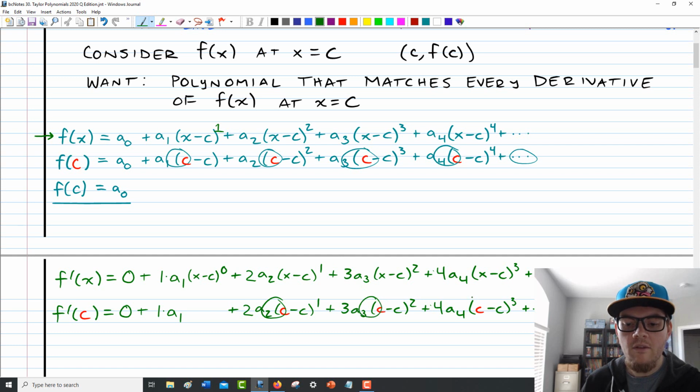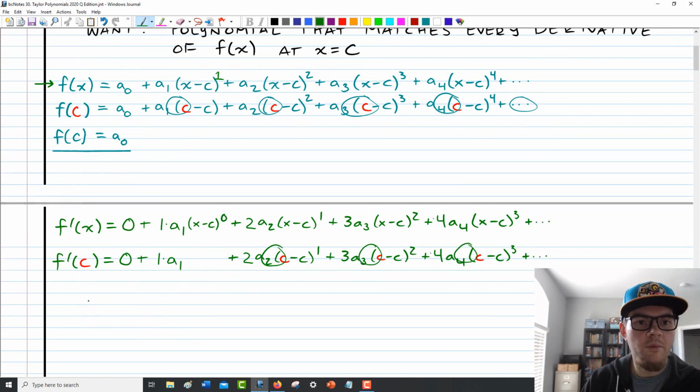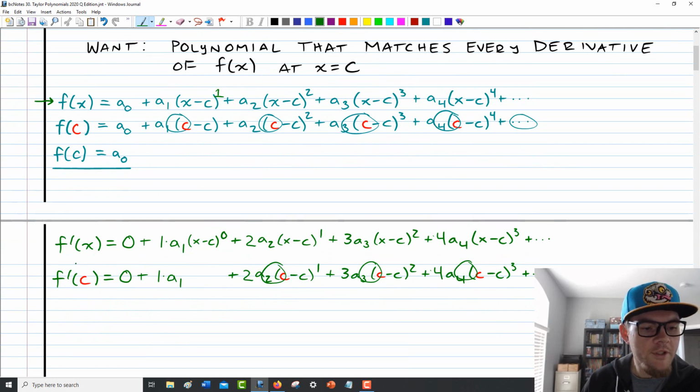Instead, I'll point out that every other term is going to go to 0, which means just like we did on the previous one, what we just found out is that f prime of c is going to be equal to 1 times a sub 1.